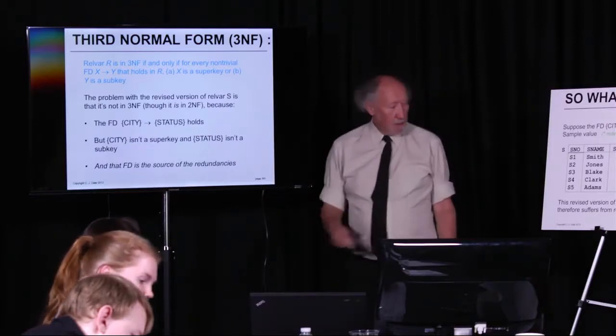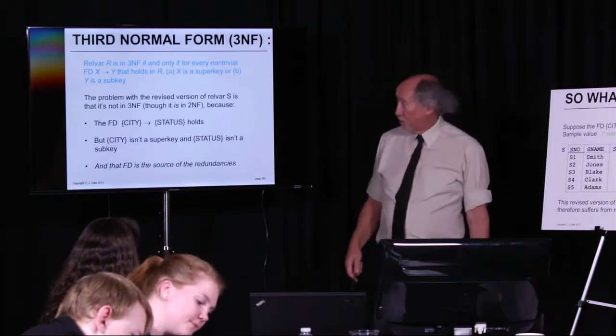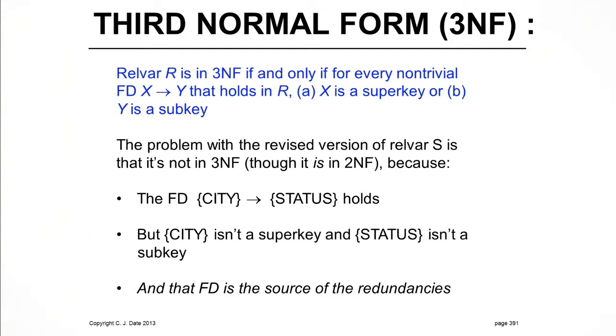The problem with this version of suppliers is obvious. It's not in third normal form, though it is in second normal form. You can check the definition later if you like. It is in second, but it's not in third, because city arrow status holds, city is not a superkey, status is not a subkey, and that functional dependency is the source of the redundancies and therefore certain update anomalies, which I won't bother to go through.